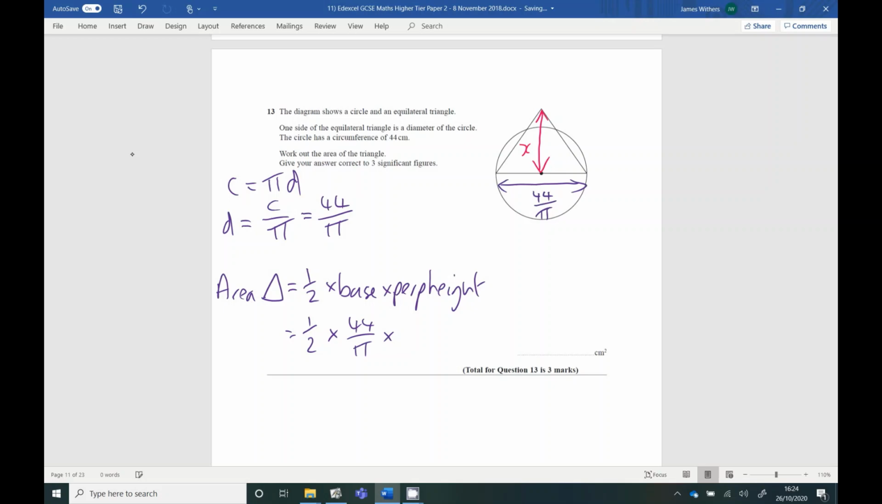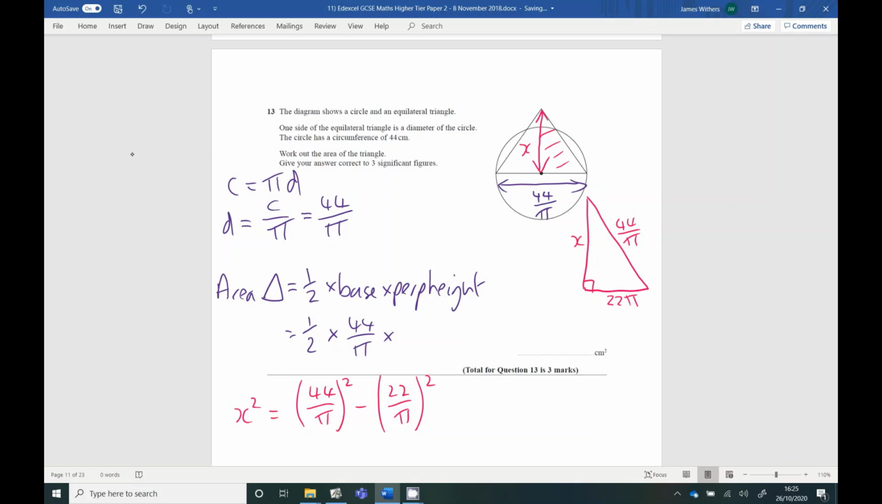So just extracting this triangle over here, so we can gather our thoughts. I want to work out the height, which is x. Now this hypotenuse is another side of the equilateral triangle, so that's 44 over pi. And the base of this triangle here is half the diameter, which is 22 over pi. So using a taking away Pythagoras, I can say that x squared equals 44 over pi all squared, take away 22 over pi all squared.